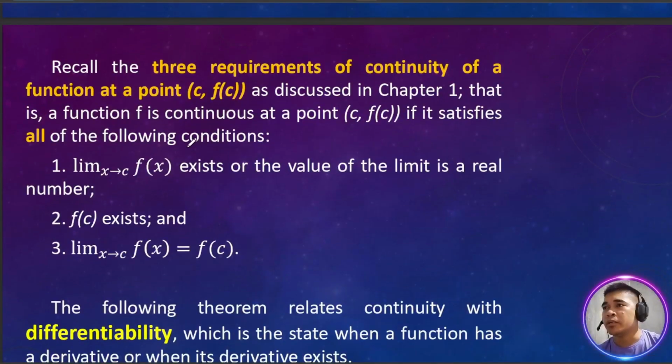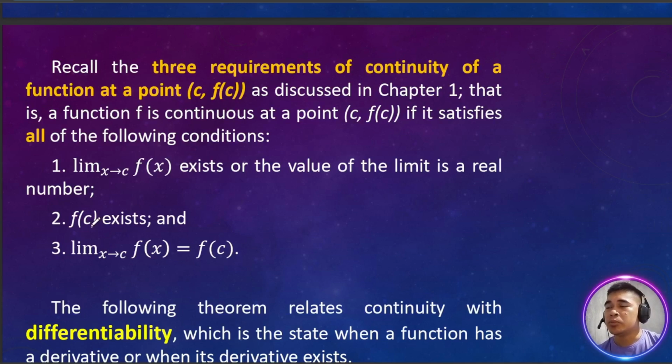So remember that there are three requirements of continuity of a function at a point c, f of c, as discussed in our previous chapter. That is, a function f is continuous at a point c, f of c, if it satisfies all of the following conditions. So we have three conditions. Number 1, the limit of f of x as x approaches c exists. So there is a limit, or the value of the limit is a real number.